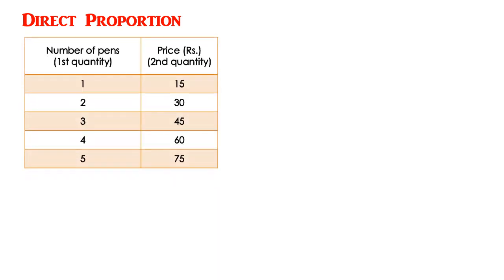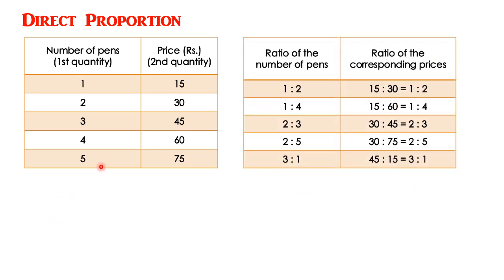Okay, let's try to understand what is direct proportion through this table. The table shows number of pens and the corresponding price depend on the quantities of pen. Here, number of pens is taken as the first quantity and the corresponding price is taken as the second quantity. When you go through the next table related to the first one, here the ratio of the number of pens and the ratio of the corresponding prices.